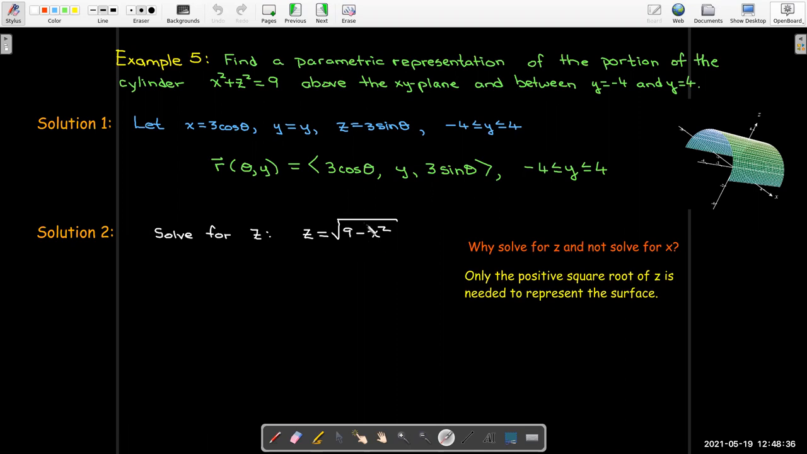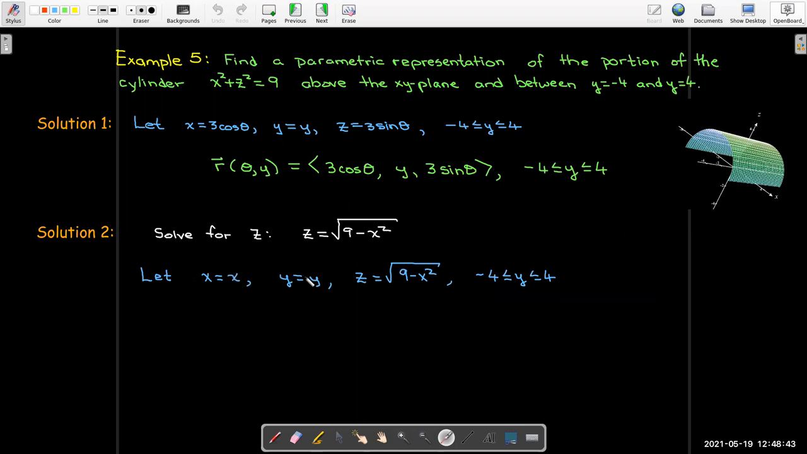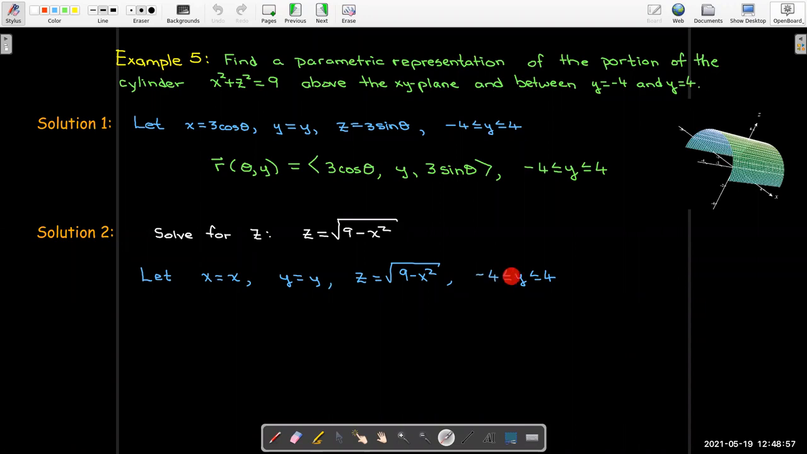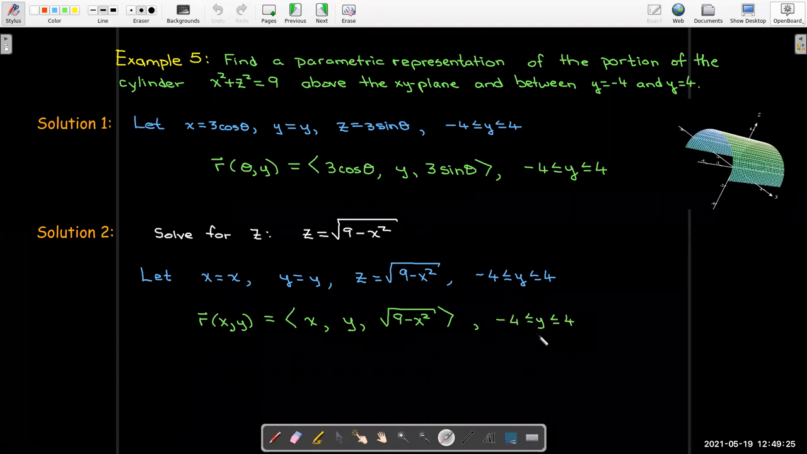And so then my two parameters are going to be x and y. So I would have x equals x, y equals y, z equals radical 9 minus x squared, and only the positive square root, because we're only looking at the portion above the yz plane. And of course, I have to include the bounds on y. y goes between negative 4 and 4. So in vector form, I would write this as r of x comma y, my first component x, second component function y, third component function radical 9 minus x squared. And again, it's incomplete unless I include the restriction on y, that y goes between negative 4 and positive 4.